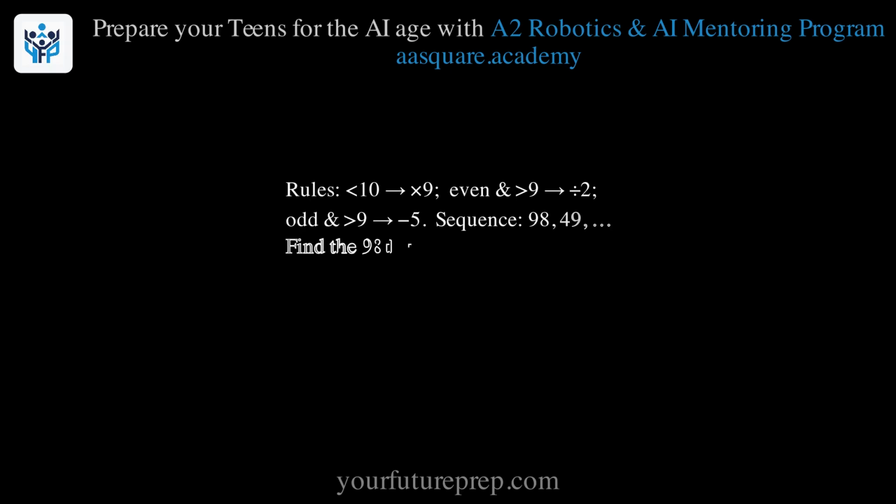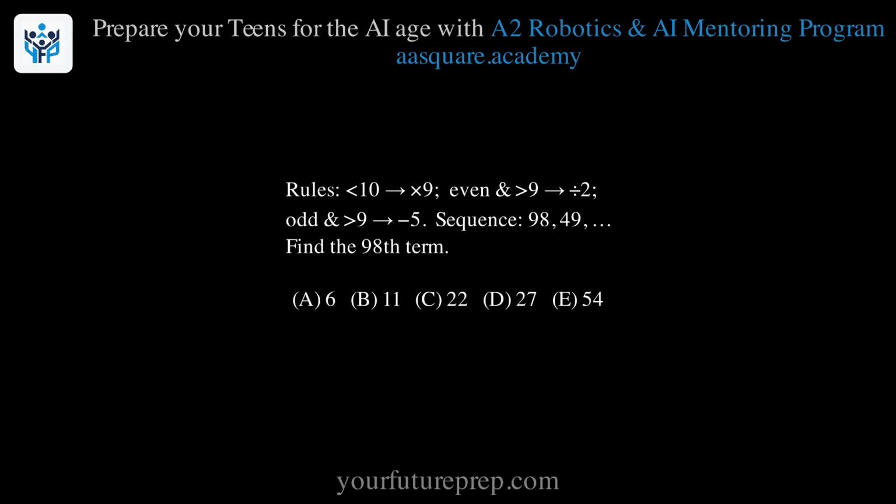Problem 22. Terri produces a sequence of positive integers by 3 rules. Rule 1. If the integer is less than 10, multiply it by 9. Rule 2. If it is even and greater than 9, divide it by 2. Rule 3. If it is odd and greater than 9, subtract 5.